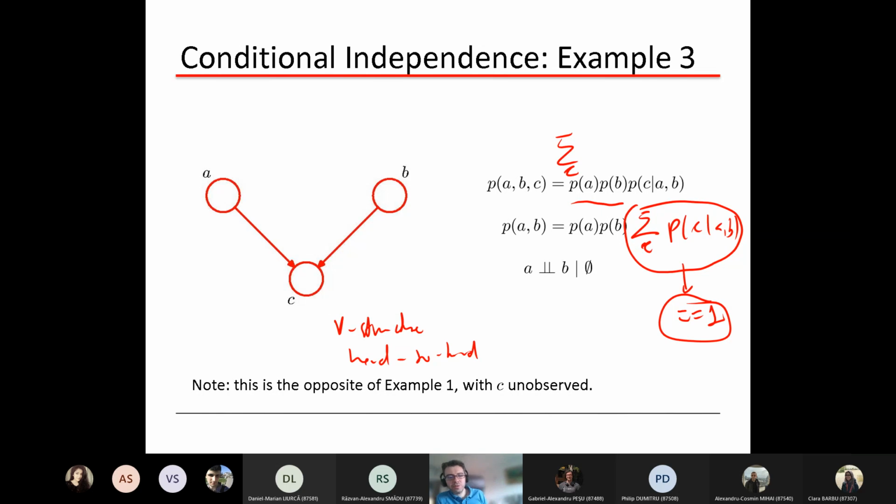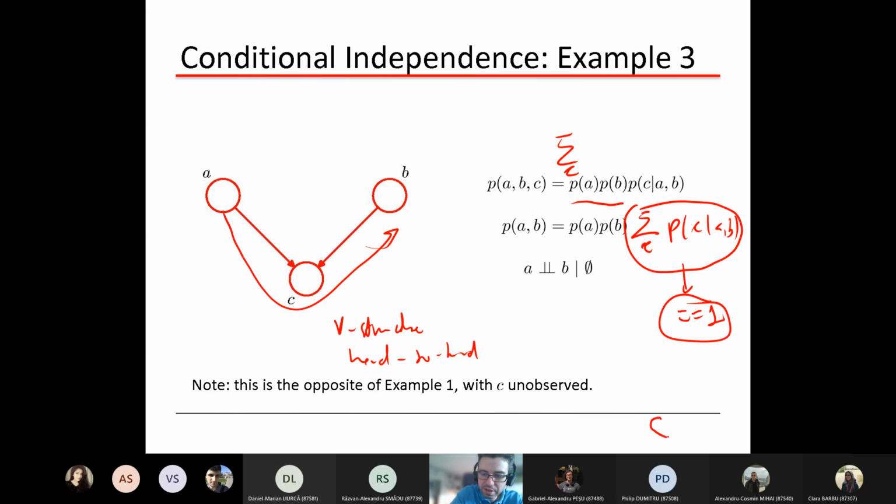Therefore, in this situation, for a V structure, if C is not observed, A is independent of B. So A becomes independent of B given nothing. If they are independent given nothing, it means that this inference path now is blocked. So if we don't know C, this path is blocked.